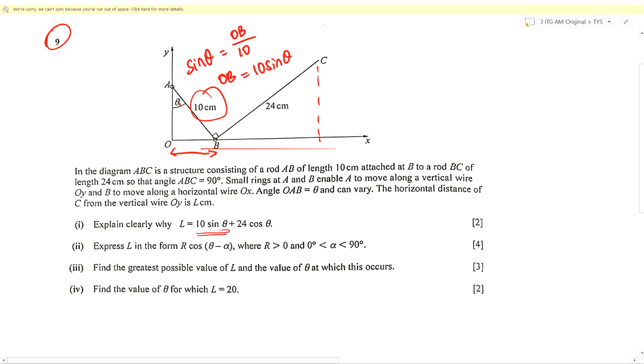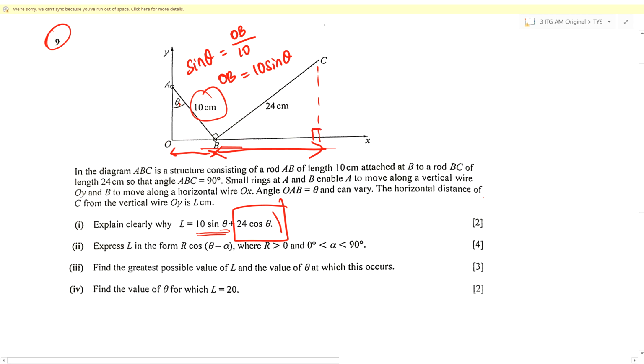Look at what they ask you to show. It is already given, 10 sine theta. So if they want the horizontal distance of C from the vertical wire OY, so that's what I've indicated over here, then our 24 cosine theta must refer to this distance. We can use this as a hint. So apparently this has to be 24 cosine theta.